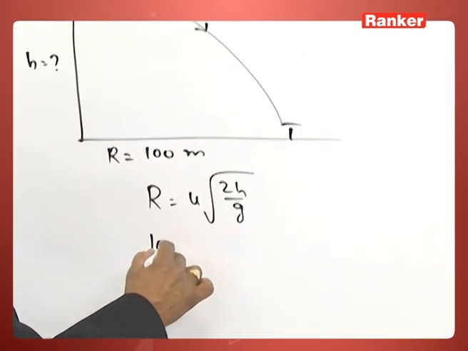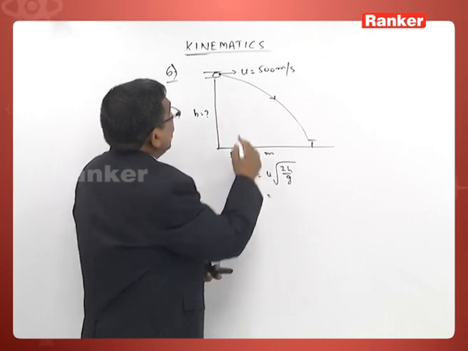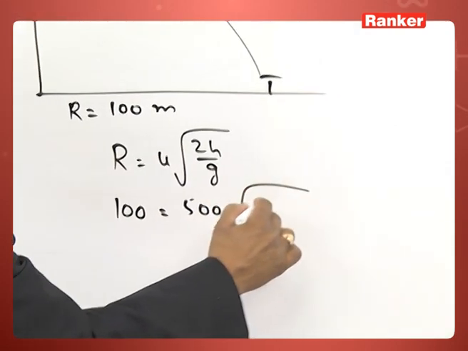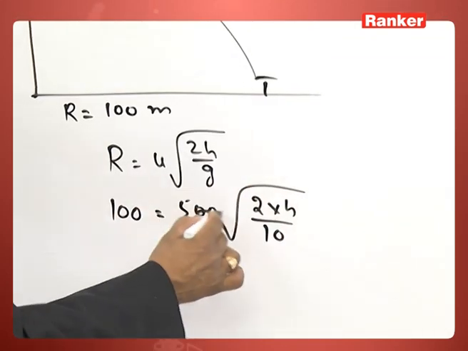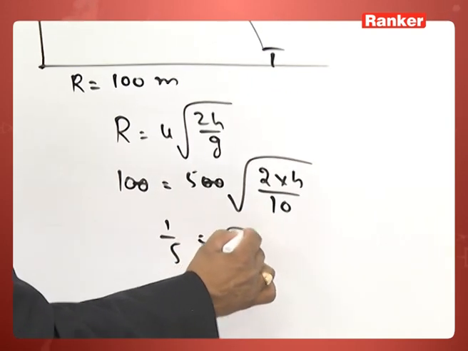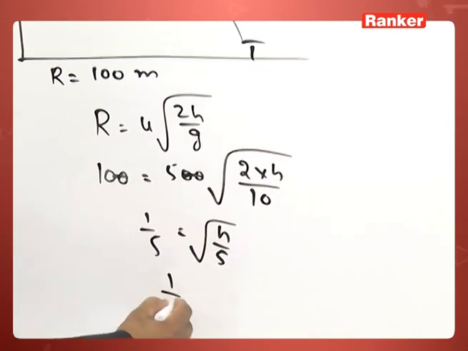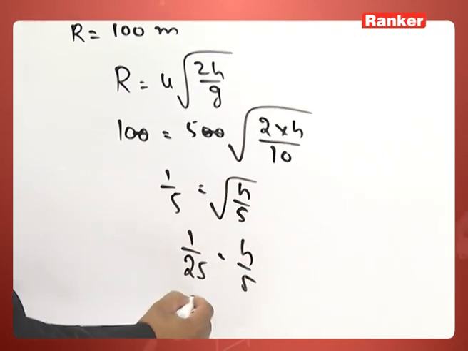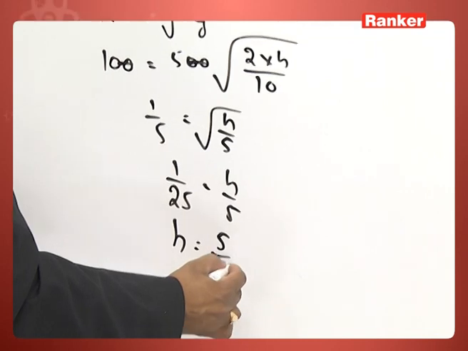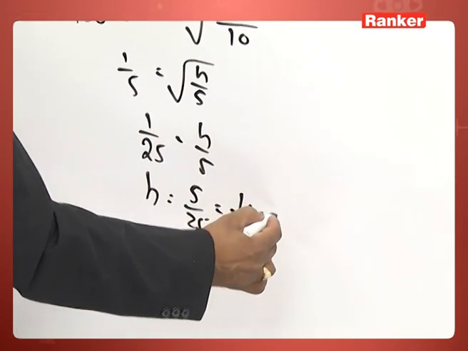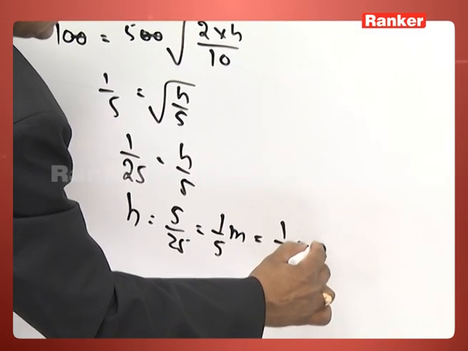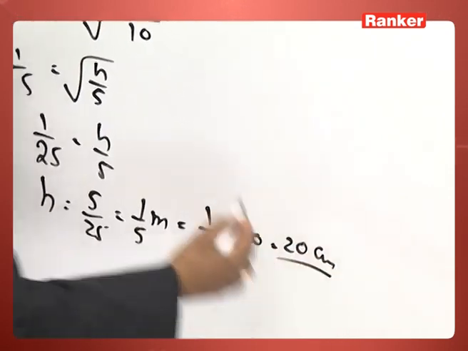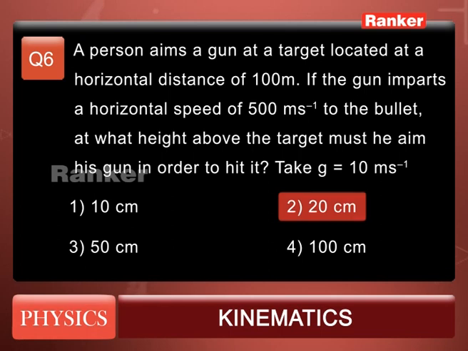So range is 100 meters given, it is kept at a distance of 100 meters. u was given 500 and root 2 into h. g value in the problem was given as 10. This you have to simplify. If you cancel, 1 by 5 is root h by 5 you are going to get. So 1 by 25 square on both sides, h by 5. So h is equal to 5 by 25. 5 by 25 is 1 by 5 meter, but the options are in centimeters, so you have to convert. So 1 by 5 into 1 meter is 100 centimeters. If you simplify, 20 centimeters height you will get. So the second option is the correct option, 20 centimeters is the height.